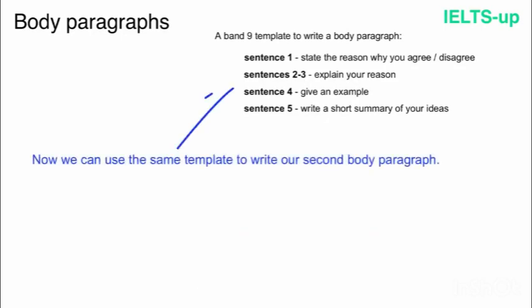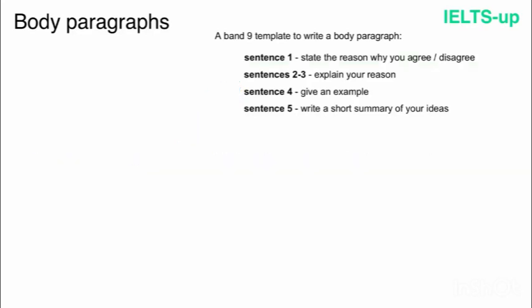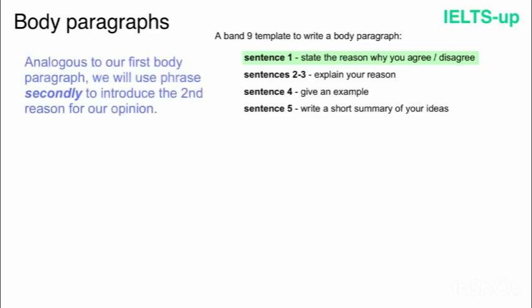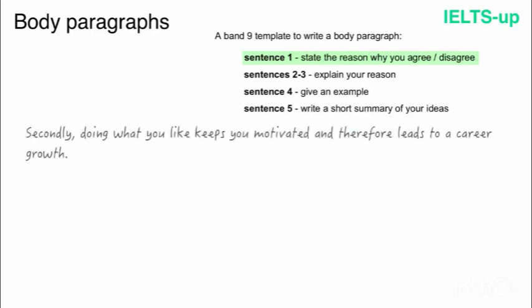Now we can use the same template to write our second body paragraph. So, in the first sentence, we state the second reason why we agree or disagree. Analogous to our first body paragraph, we will use the phrase "secondly" to introduce the second reason for our opinion. So, here is my sentence 1. Secondly, doing what you like keeps you motivated and therefore leads to career growth.